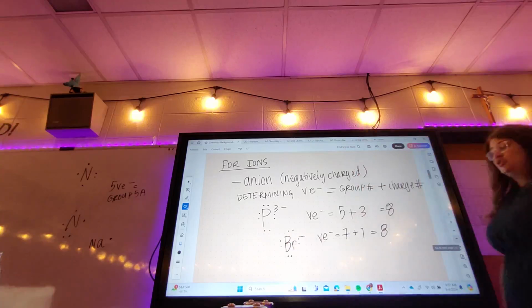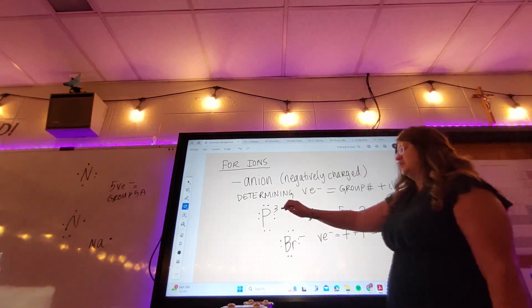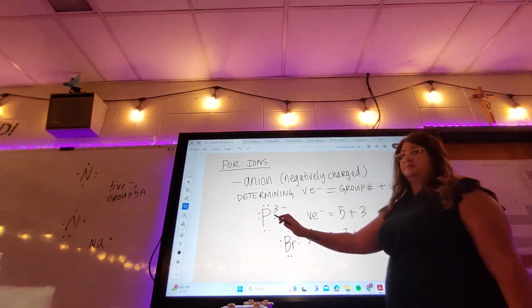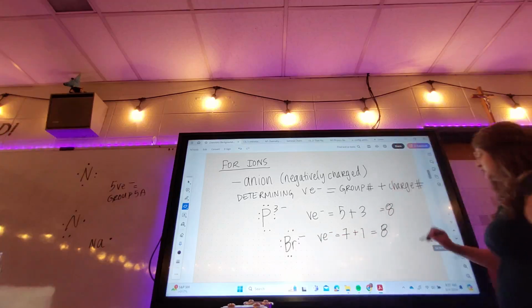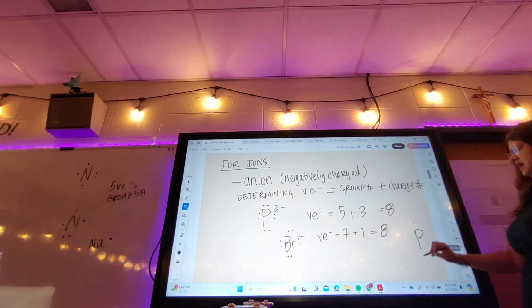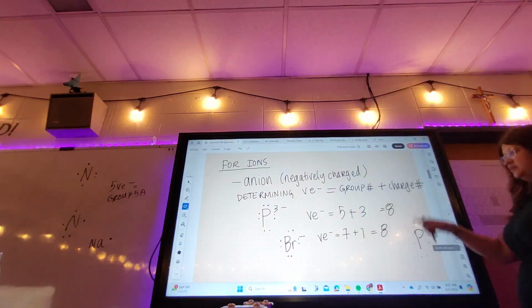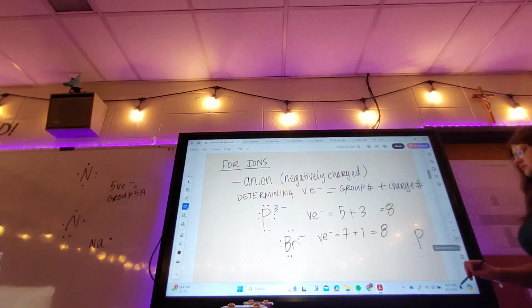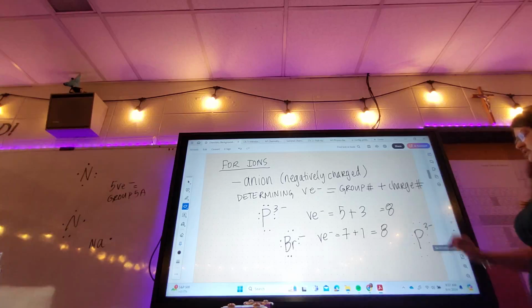Now, if you don't include the charge also in your Lewis dot structure, it's wrong, because regular P doesn't have 8 dots on it. So if you don't have the 3 minus, P with 8 dots is not okay. So make sure you write that charge in there as well.